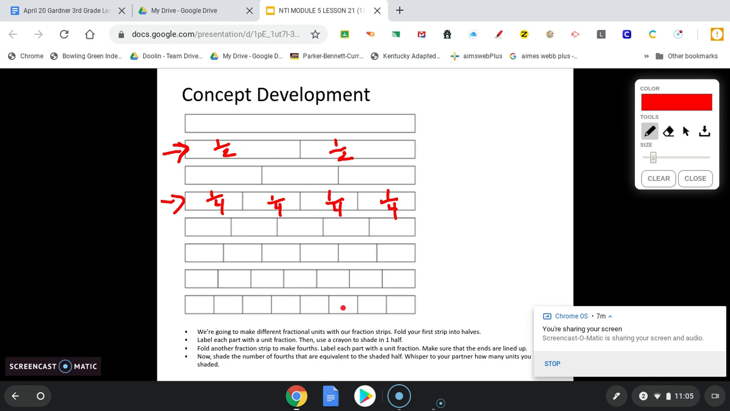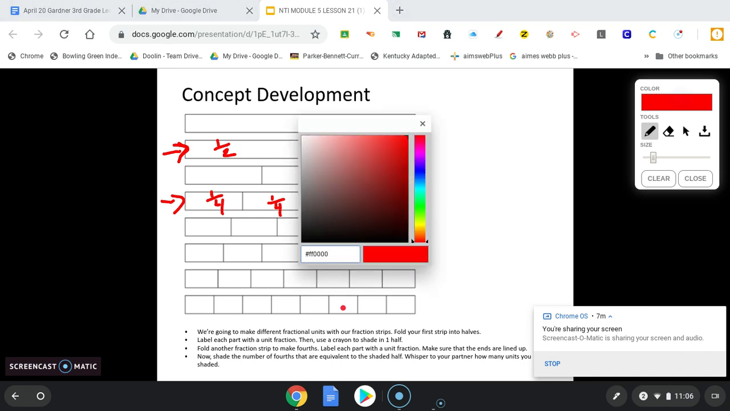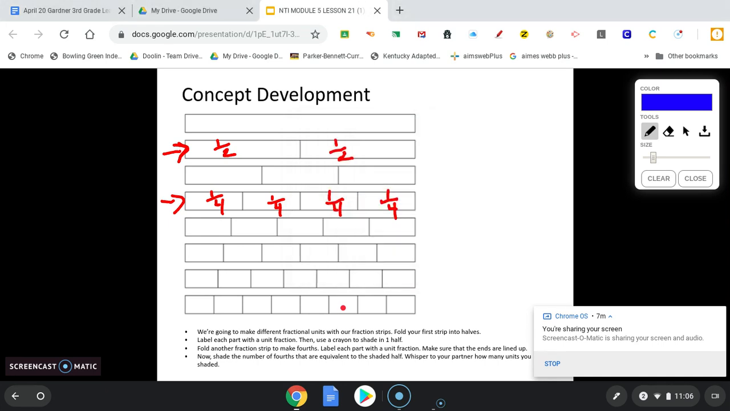Great job. Now what I want you to do is shade 1/2. So the strip that you labeled 1/2, I want you to shade 1/2 of it. So I'm just going to lightly shade 1/2. Now, how many fourths would be equivalent to the half that is shaded? Tell a friend. Very good job, 2/4.